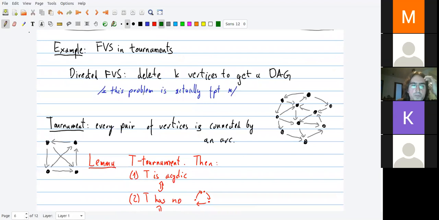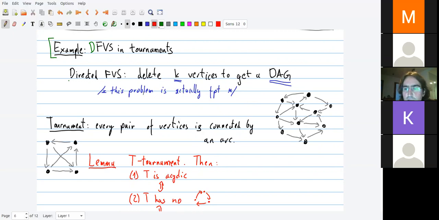Good. So next we will look at another problem called feedback vertex set in tournaments. Actually, I should write directed feedback vertex set in tournaments. And the directed feedback vertex set problem is a problem on directed graphs. It is defined similarly to the original feedback vertex set problem on undirected graphs. I would like to delete at most k vertices from a given graph in order to get an acyclic graph. And acyclic in terms of directed graphs means a directed acyclic graph, whose underlying graph might not be a forest.